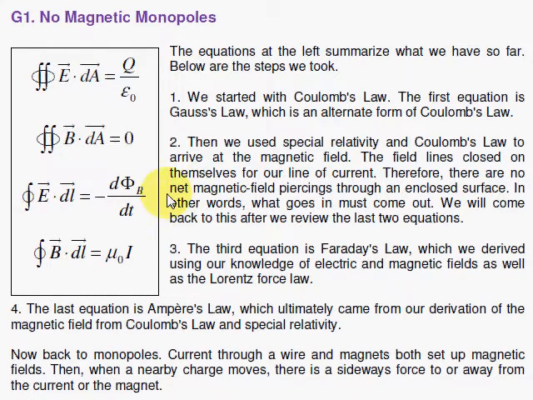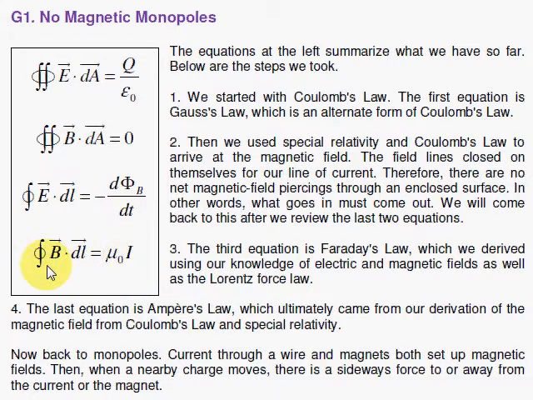Well, what have we done so far? Well, in our course, we started with Coulomb's law and then expressed it in the form of a surface integral with charge inside Q and arrived at Gauss's law. And Gauss's law is useful when you have cases of symmetry. Then we use special relativity and Coulomb's law to arrive at the magnetic field.